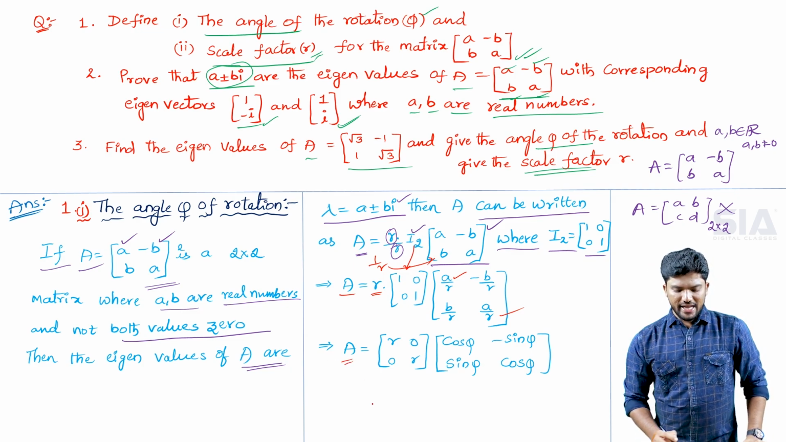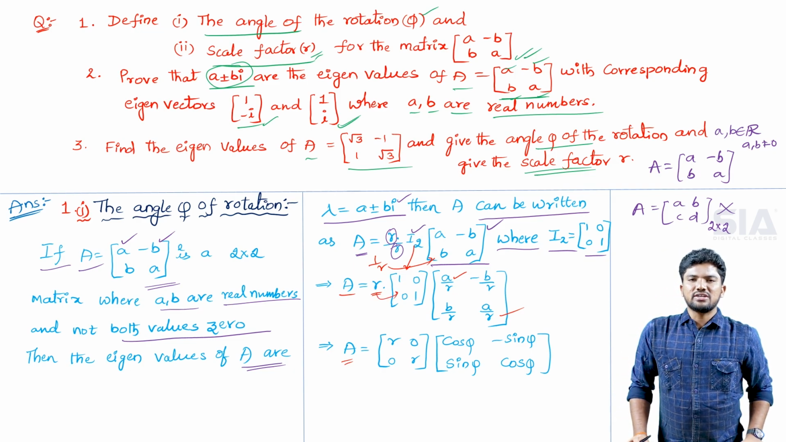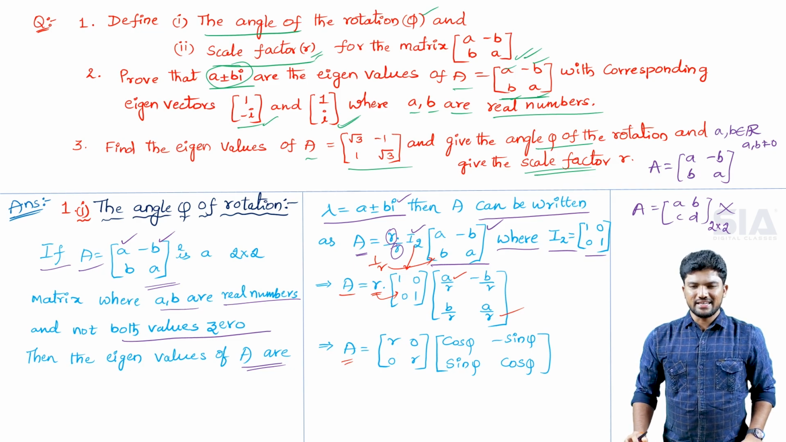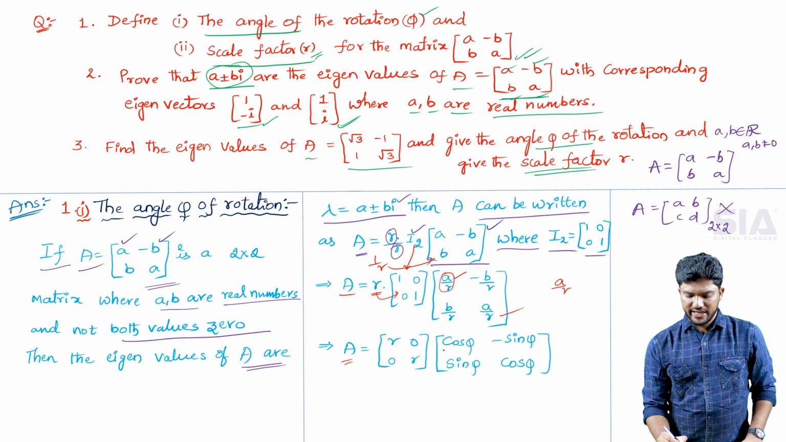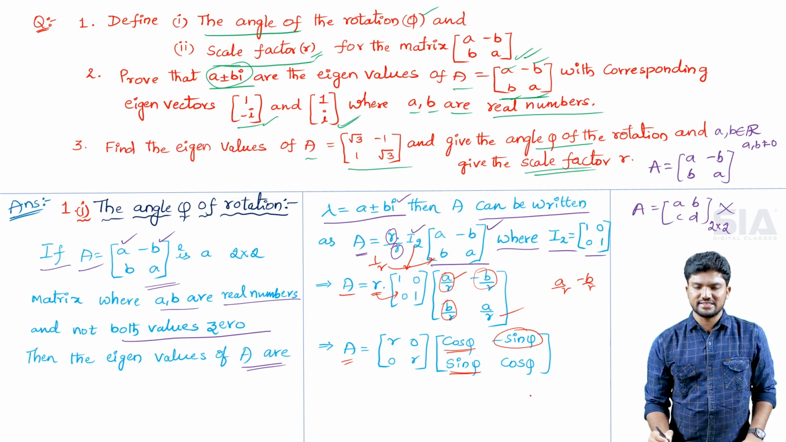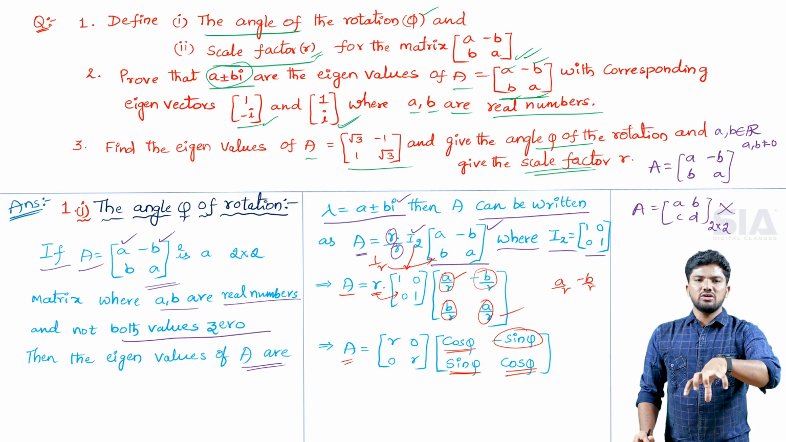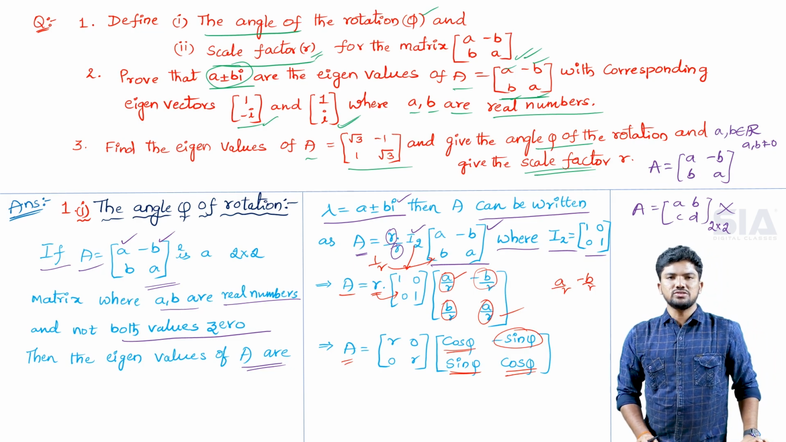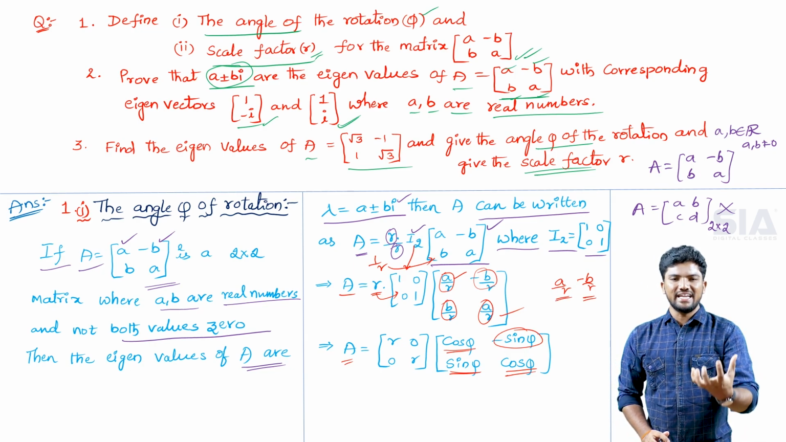Therefore capital A is equal to, if you multiply this identity matrix, [r, 0; 0, r], that is the resultant diagonal matrix, and this value small a by r we can write as cos phi. This minus b by r we can write as minus sin phi. This plus b by r we can write as plus sin phi, and small a by r we can write as cos phi. Why? Because whenever you draw a 2D diagram for these values, small a by r and b by r are the values for sin phi and cos phi.